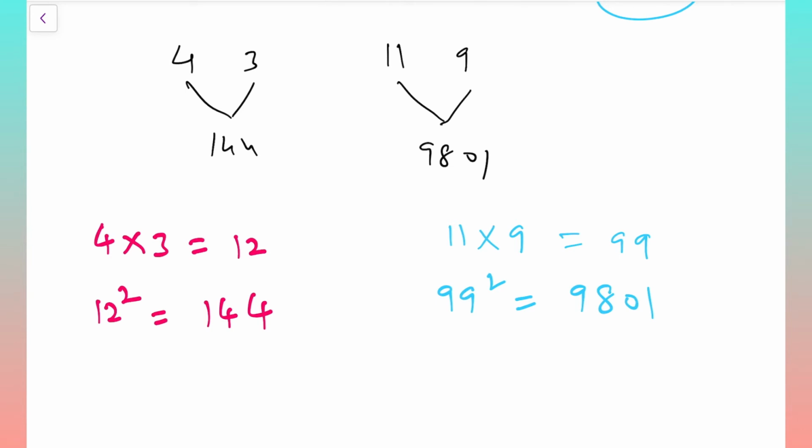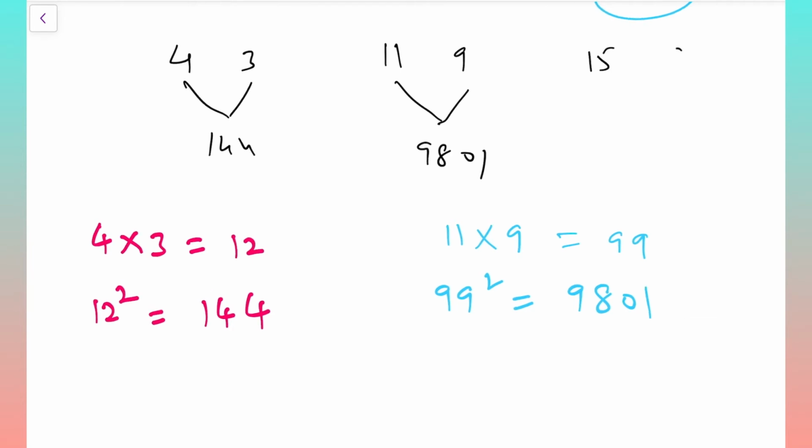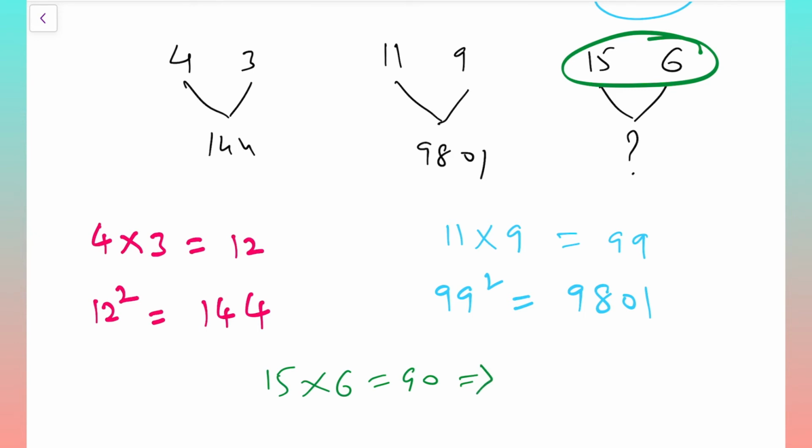Okay, now the third figure in this. Sorry, actually I forgot to draw it. 15, 6, and it is something, question mark. Okay, now again the same, upper two numbers, we need to do multiplication first. That is 15 into 6, 90. Now for this 90 we need to do squaring. 90 square is equal to 8100. So this is the missing number there. Okay, let's move to the next question then.